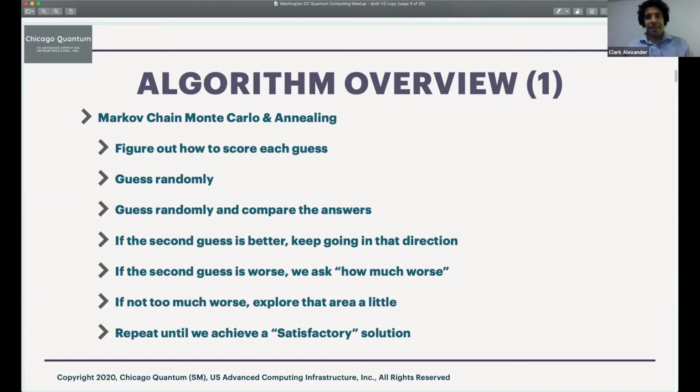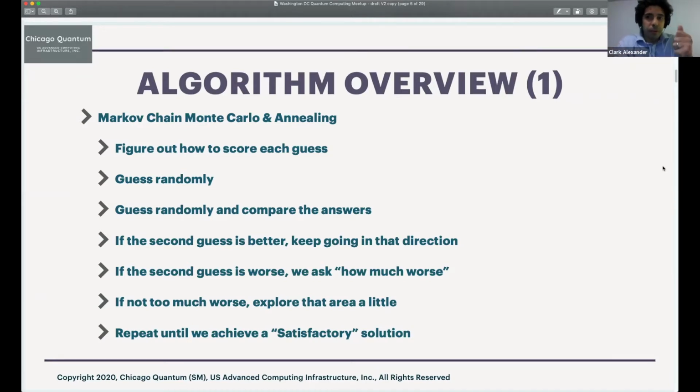And the Monte Carlo part is, was that one better? We'll keep going in that direction. Wait, that one wasn't better? Well, how much worse was it? If it's not that much worse, then just explore a little bit and then keep going. And that's Markov chain Monte Carlo, as condensed as possible.